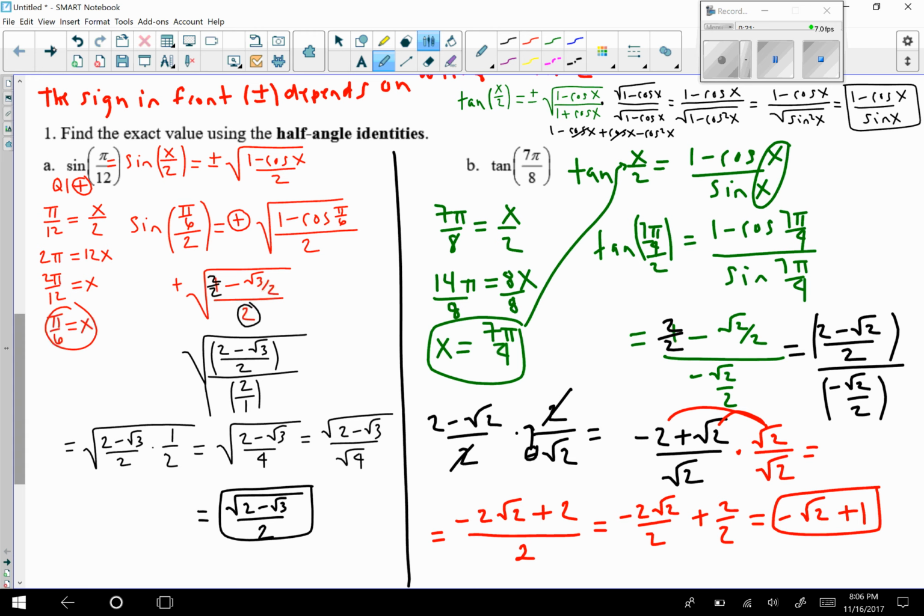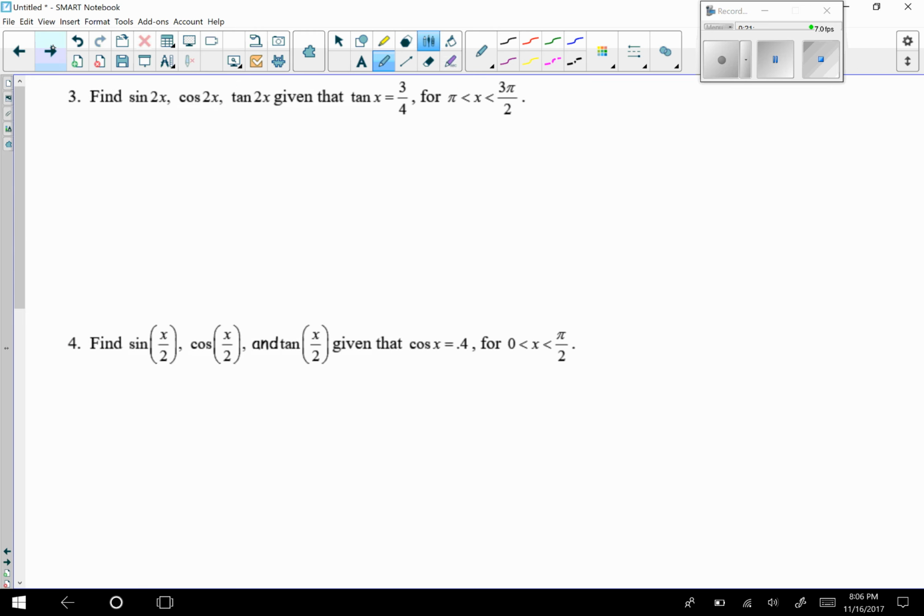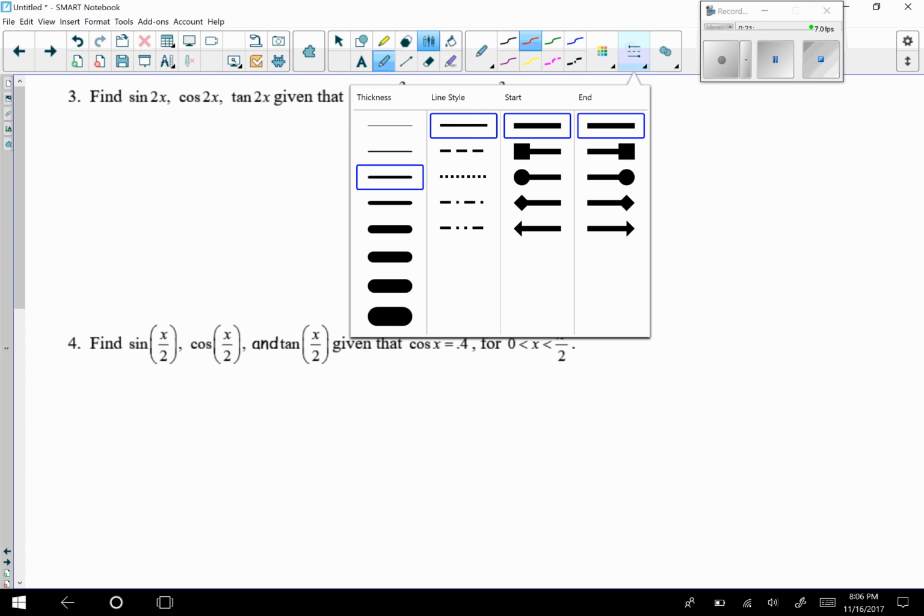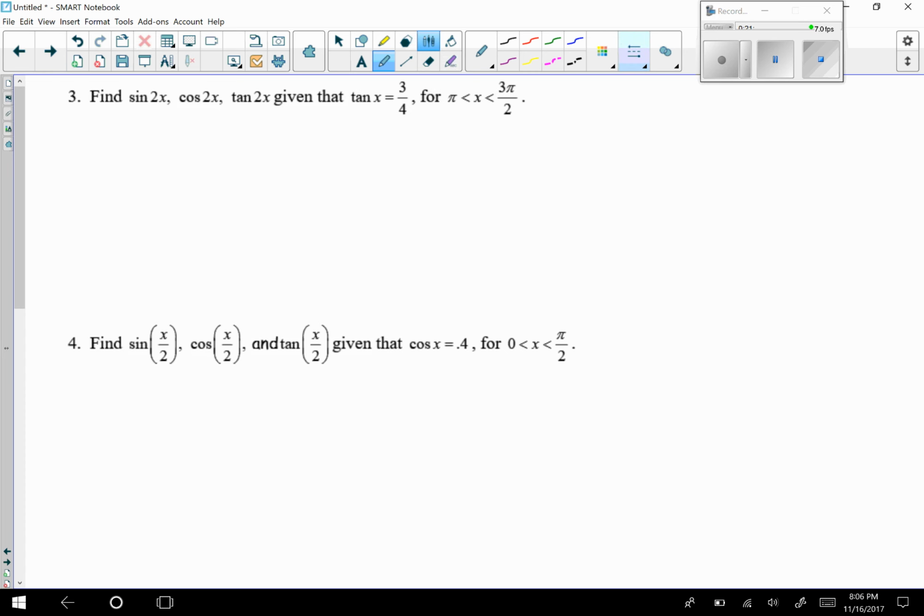So the next thing that we want to do is we're going to use those formulas to find the double angles for sine, cosine, and tangent. So we're going to keep going. So for the next part, if we want to find the double angle formulas, we need to remember that we have to use our formulas for this.